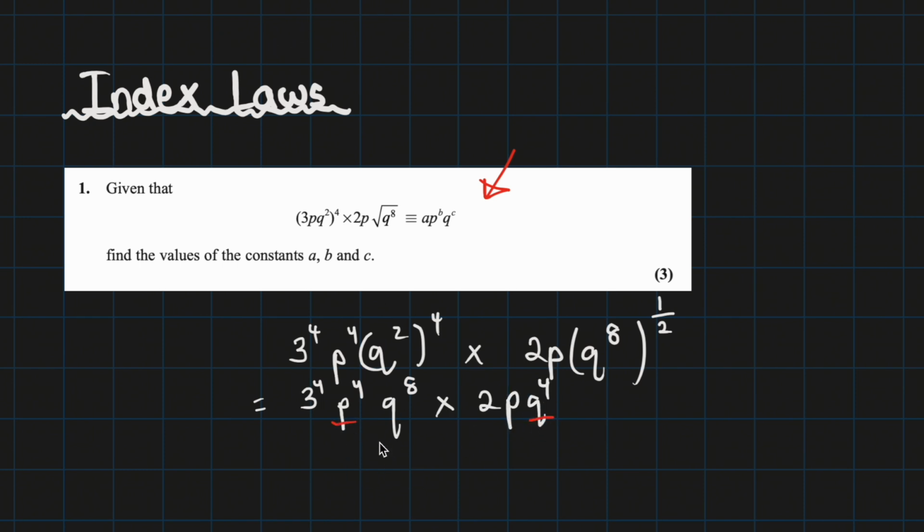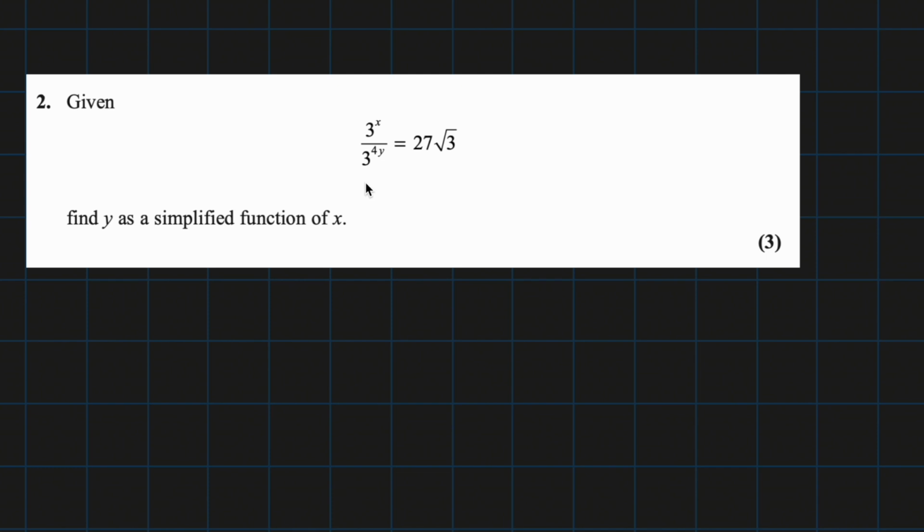Same base at the power, 3 to the power 4 into 2 is just 162. P to the power 4 into p is p to the power 5. Q to the power 8 into q to the power 4 is just q to the power 12. Now, let's look at this question.